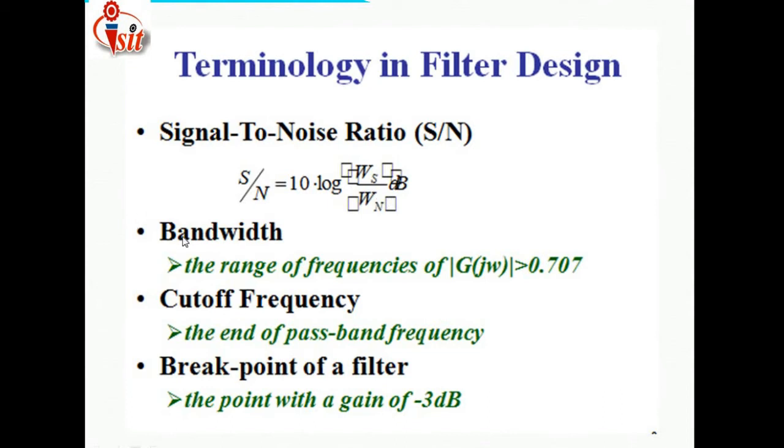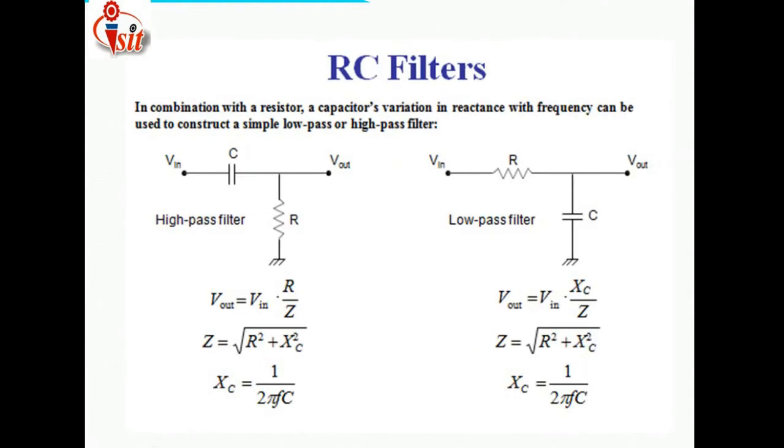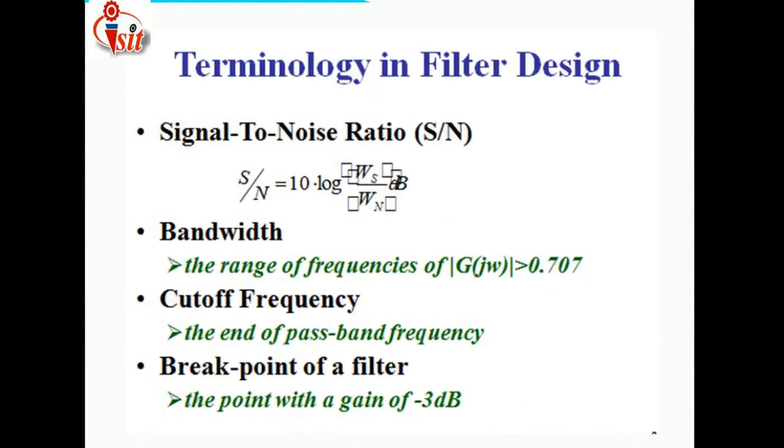The next terminology used for filter designing is the bandwidth. Bandwidth is again a very important parameter for designing the filter. Just see over here, in that bandwidth the range of the frequencies of the filter has gain greater than or equal to 0.707. This is the standard range which is designed for that filter.